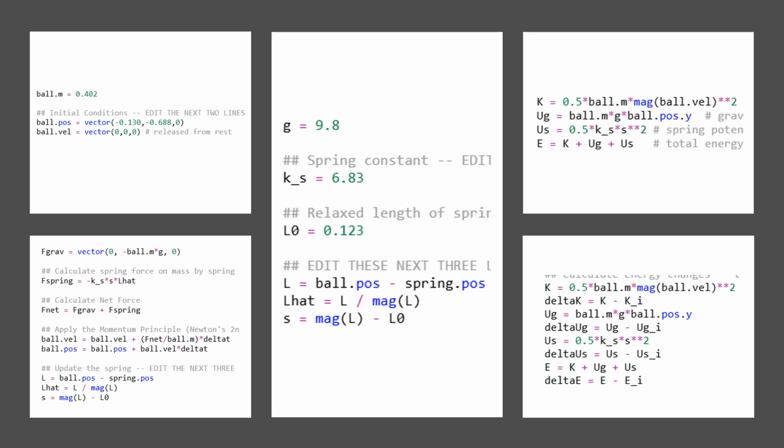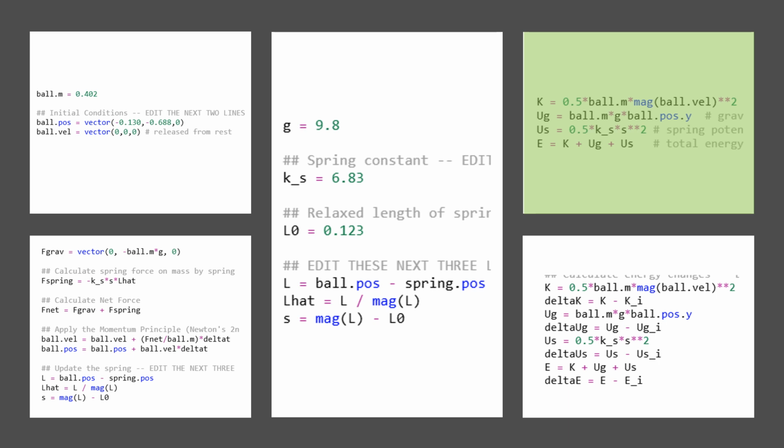This is the code used to generate the computational model. To begin, the mass of the object was 0.402 kilograms, while the initial position was the one recorded in the tracker data. The ball starts at rest. Next, the constants were defined, including gravity, the spring constant of the spring in the experiment, and the relaxed length of the spring. Also, the spring stretch was calculated to be used in the spring force equation.